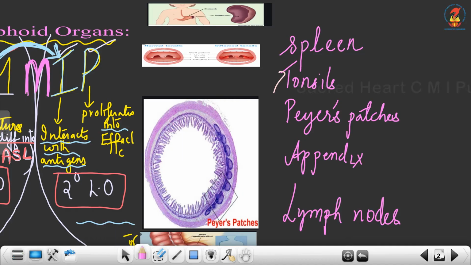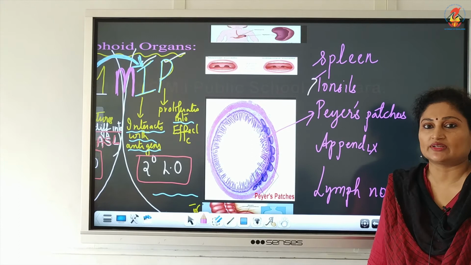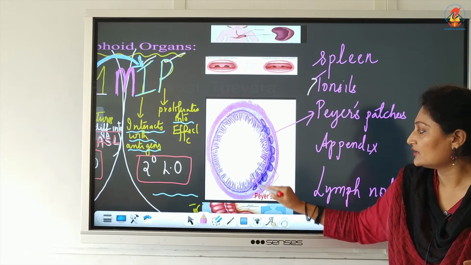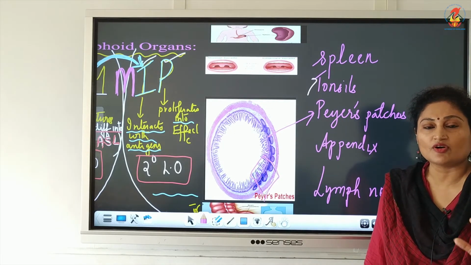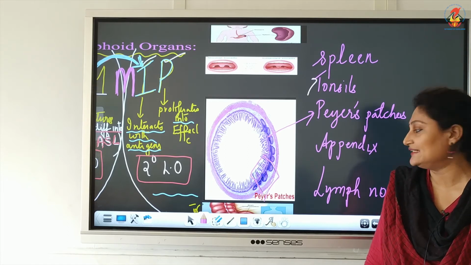Next, secondary lymphoid organ is the Peyer's patches. So, these are patches of lymphoid tissues which are located in the small intestine, mainly in the ileum of the small intestine. See, I have taken a cross section showing a small patch of this Peyer's patches, lymphoid organ. Okay, they are found in the small intestine, and especially which part of the small intestine? The ileum.